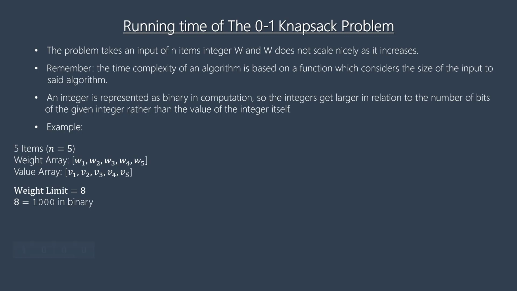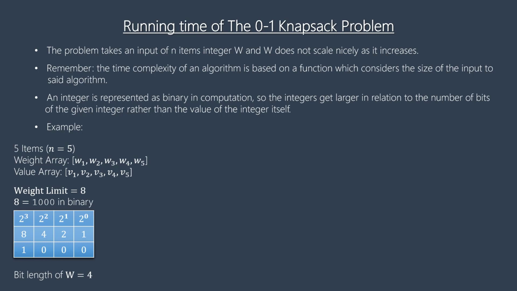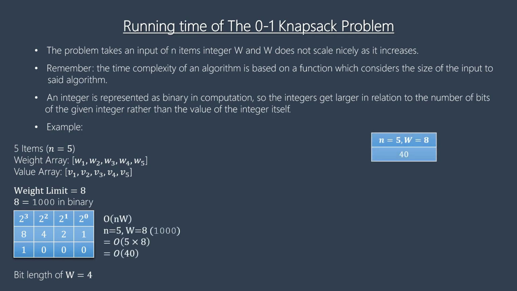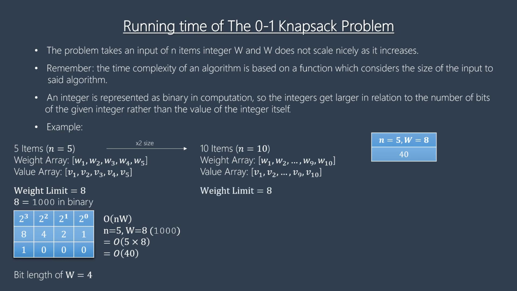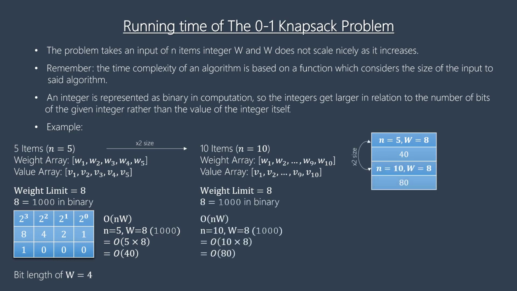And since 4 bits are needed to represent this number, we can say that w has a bit length of 4. Now when we compute n times w when we're evaluating our asymptotic running time, we'll be left with a value of 40. Now suppose we double the amount of items that we have. In this case, we'll have 10 items with their respective weights and values. If our weight limit is unchanged from before, n times w gives us a result of 80.